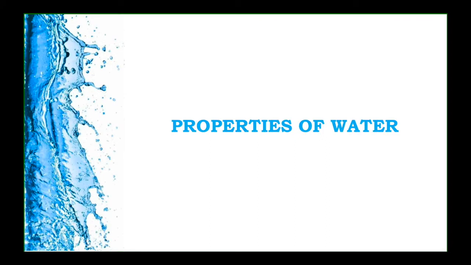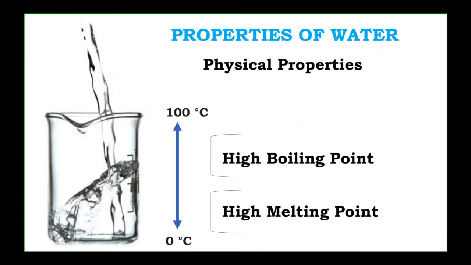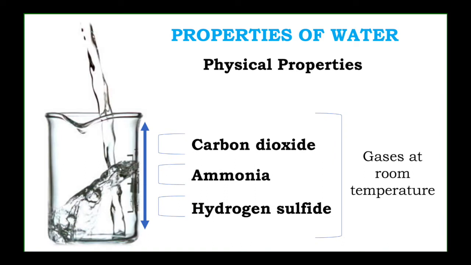Now, let us talk about the properties of water that make it so essential. First, we will consider the physical properties. Water is a liquid at physiological temperature, that is between 0 degrees centigrade and 100 degrees centigrade. It means water has a high boiling point and a high melting point. When we compare this to other similar-sized molecules like carbon dioxide, ammonia, hydrogen sulfide, all these molecules are gases at room temperature.